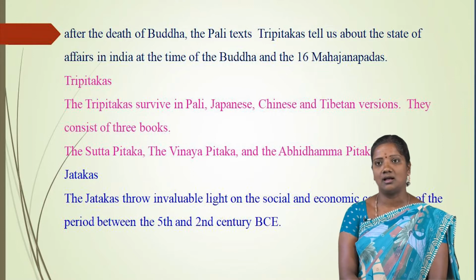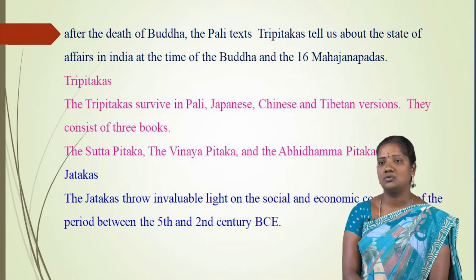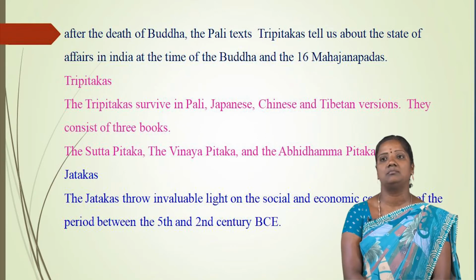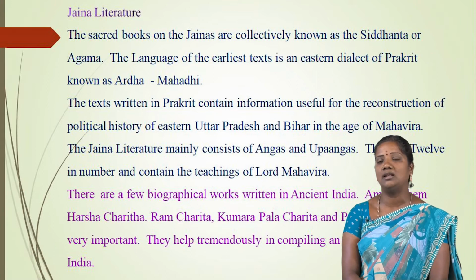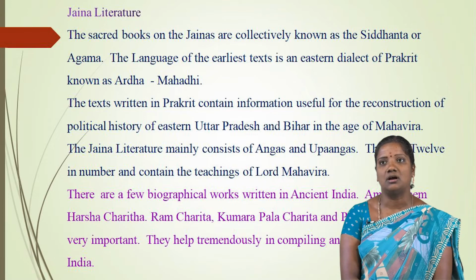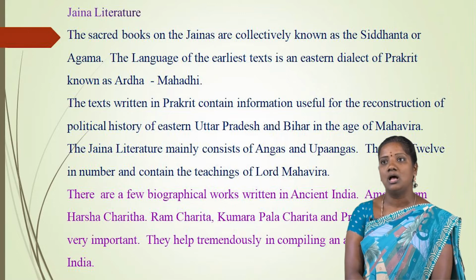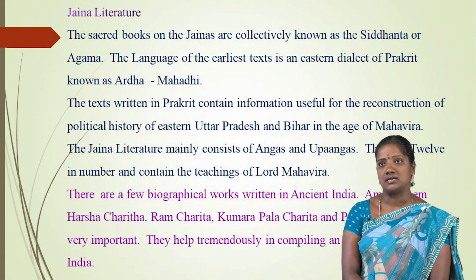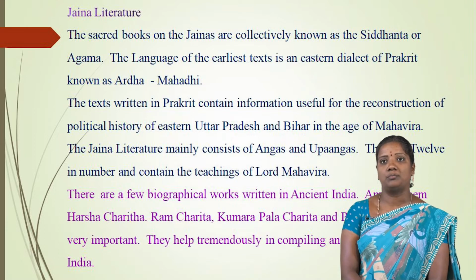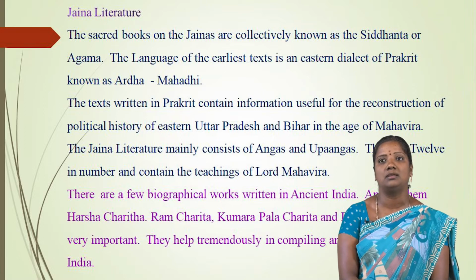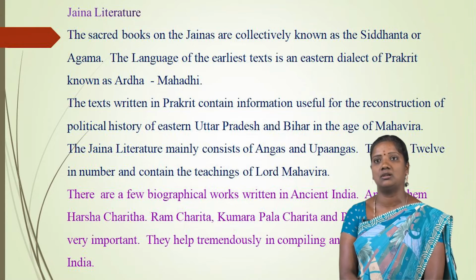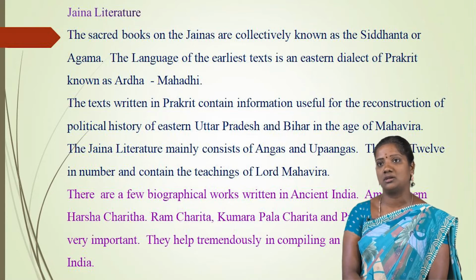Jatakas. The Jatakas throw invaluable light on the social and economic conditions of the period between the 5th and the 2nd century BCE. Jaina literature. The sacred books of the Jainas are collectively known as the Siddhanta or Agama. The language of the earliest text is an Eastern dialect of Prakrit known as Ardha Magadhi. The texts written in Prakrit contain information useful for the reconstruction of the political history of Eastern Uttar Pradesh and Bihar in the age of Mahavira.